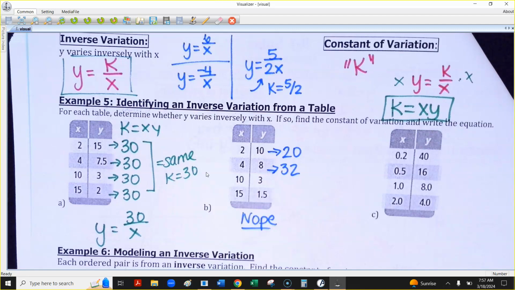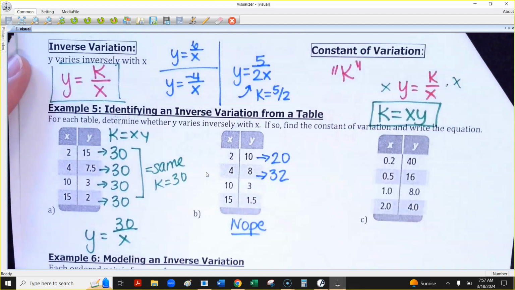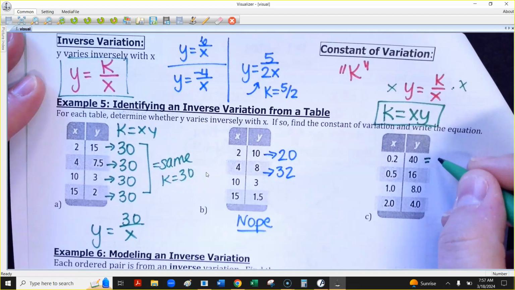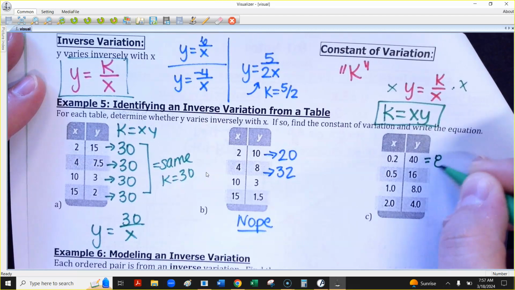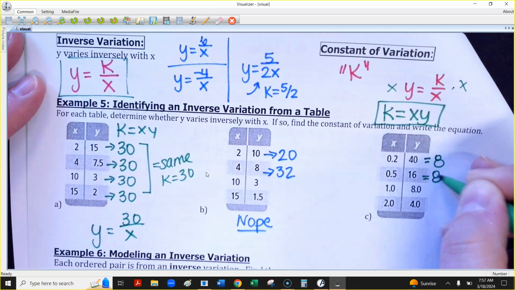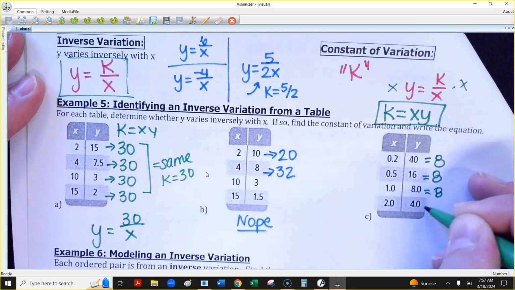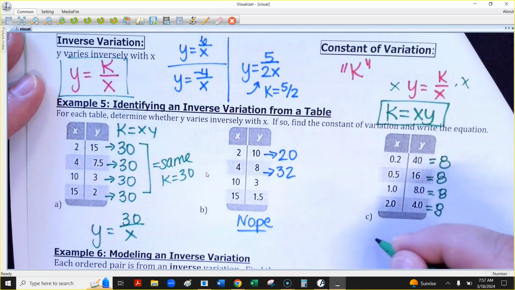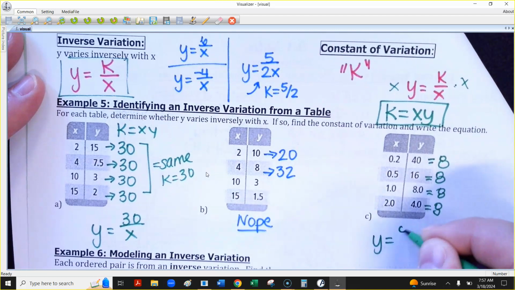Oh my, you guys might have to help me. I don't have my calculator up here. What is 0.2 times 40? 8. And I know this is 8, this is 8, and this, so these are all 8. So as long as they're all 8, that's your k value. So this one would be yes, 8 would be the k value.